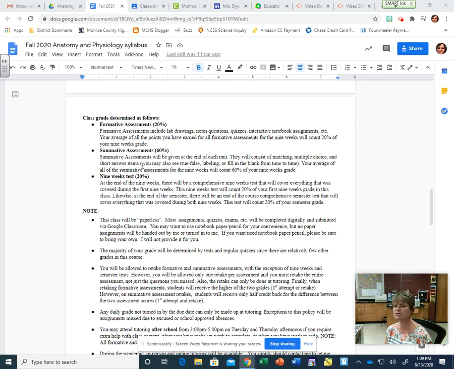And then the last 20% of your grade is going to be 9 weeks and semester test. The first 9 weeks test will be comprehensive over everything that we learned the first 9 weeks, and then the semester test will be comprehensive over everything that we've learned the whole semester. The first 9 weeks test grade counts 20% of your first 9 weeks grade. The semester test counts 20% of your overall semester grade.